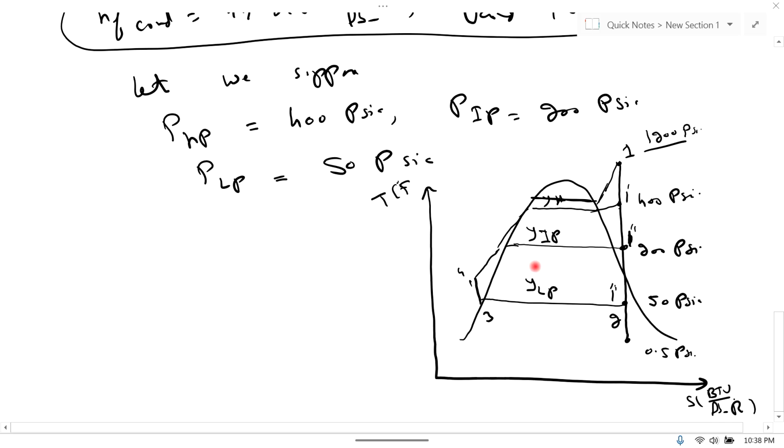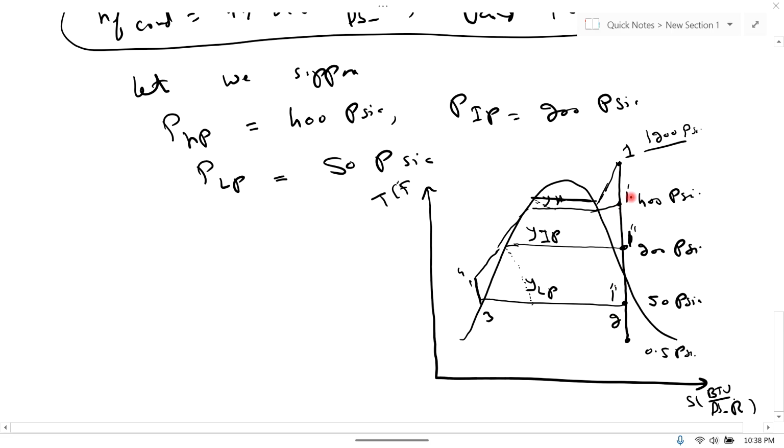This is closed type condenser back to the condenser, and the last type is also a closed type condenser back to the condenser. So we will find that entropy is constant at all these values.